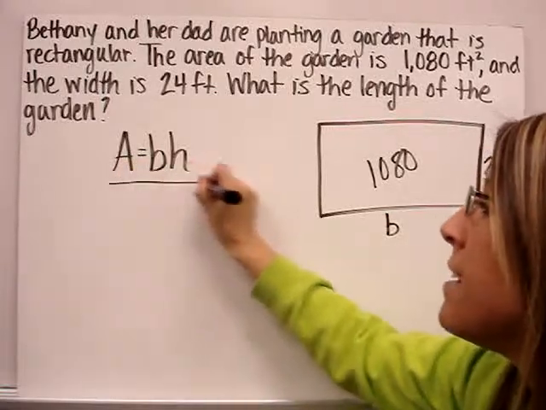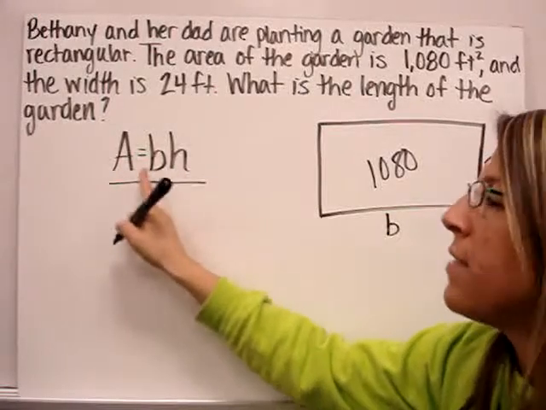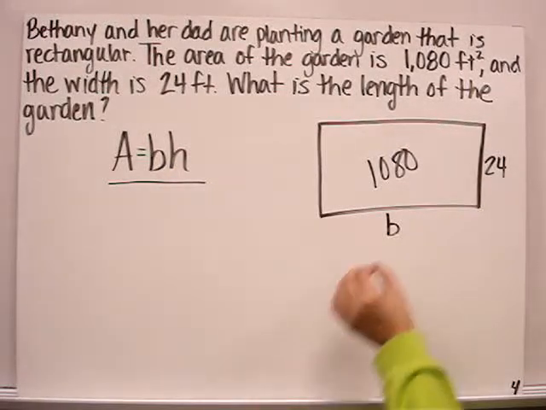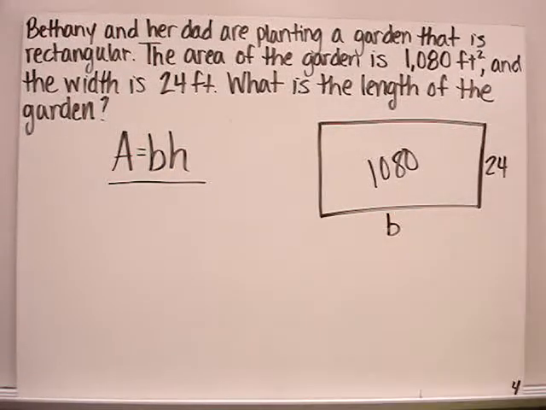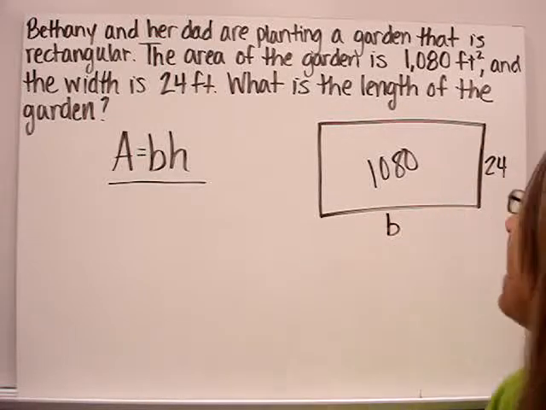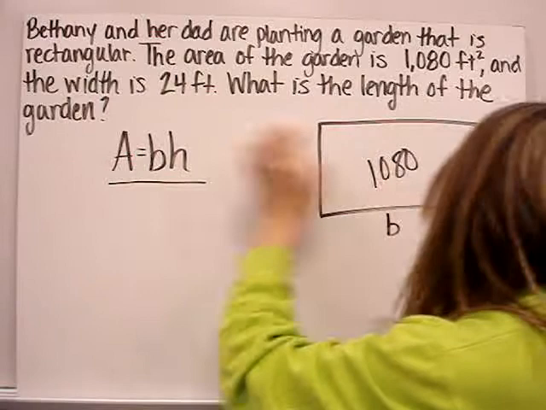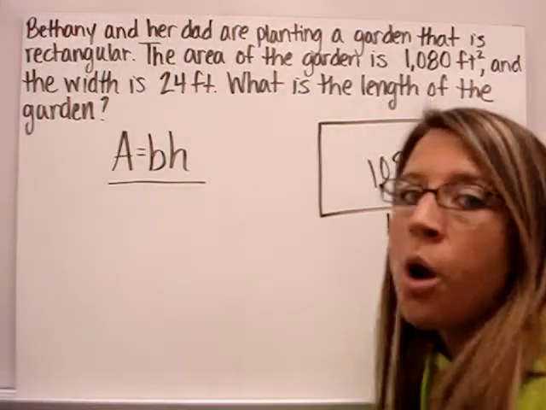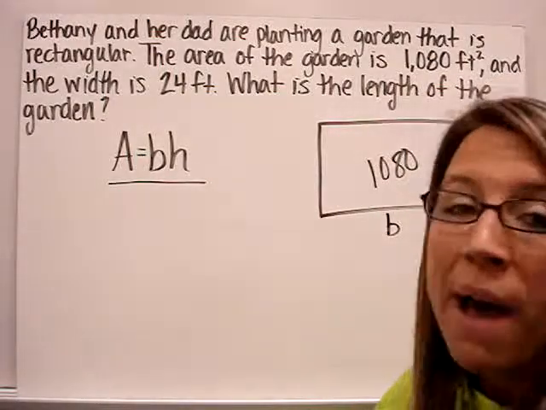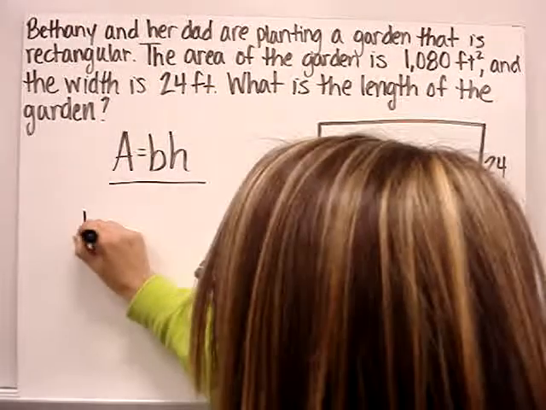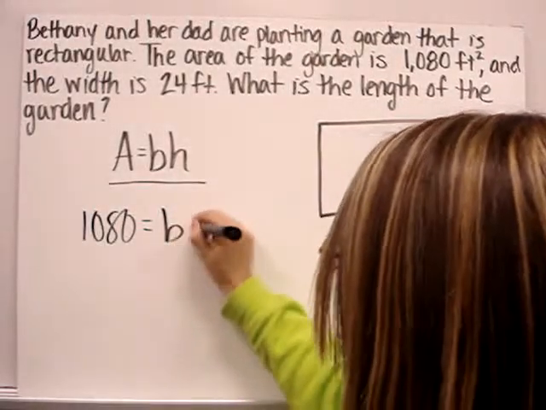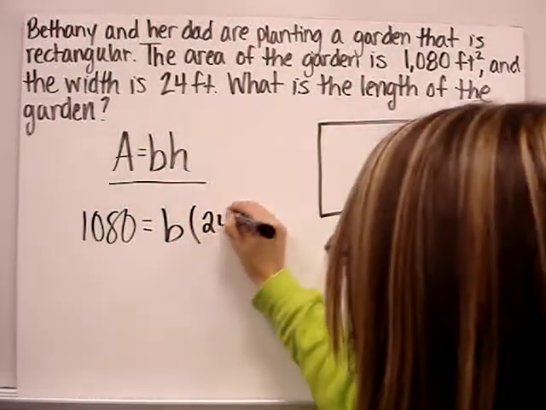I know the formula is A equals B times H, where the area equals the base length times the height length. So I don't know the base length, but I do know the height is 24, and I know the total area is 1,080. I substitute these numbers in for where they go, and then I solve using my equation solving skills for the unknown amount. So that's 1,080 equals the base, which I said is B, times the height, which is 24.